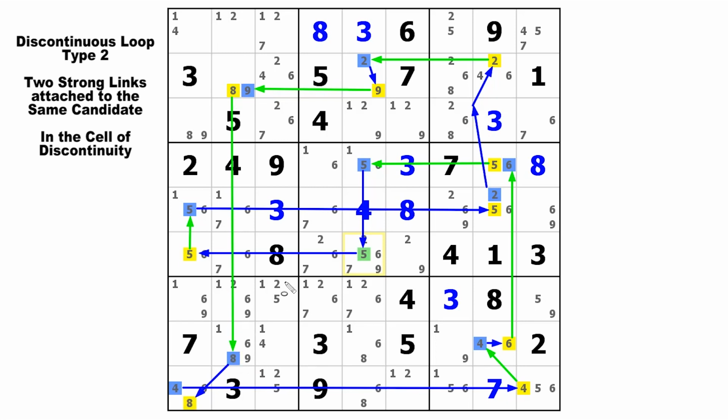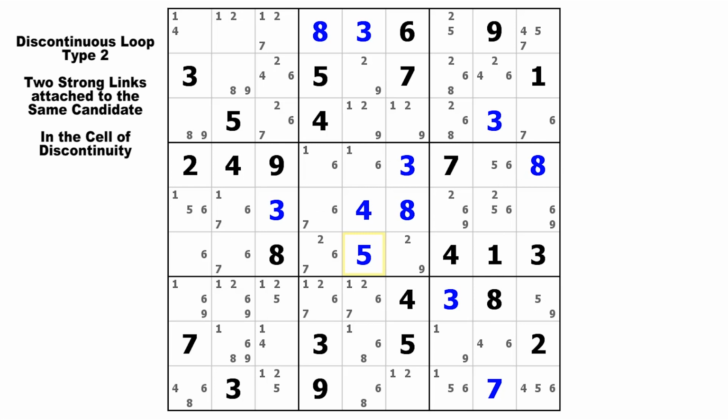Then we have a strong link in this block to this 8, a weak link to the 4, strong to this 4 over here, weak to this 4, I guess that's a surrogate weak link in that block, strong to the 6, weak back to this 6, strong to the 5 in that by value cell, and then a weak link to this 5 and a strong link back to our original 5 in our cell of discontinuity. So by using that swordfish as our starting point, we were able to make quite an elaborate chain. So now we can enter that 5 as the solution to that cell. And that's how you do it.